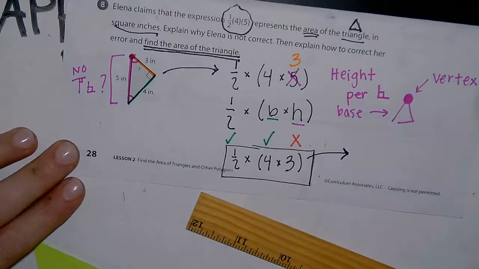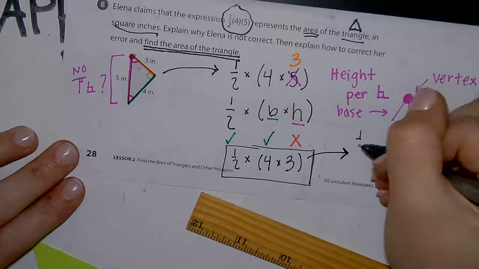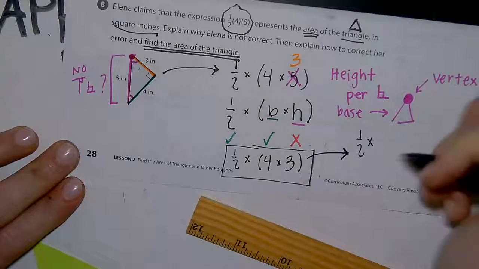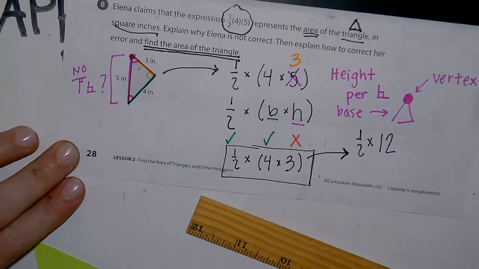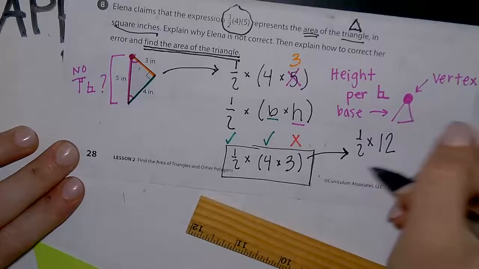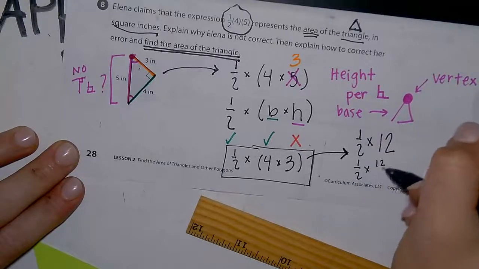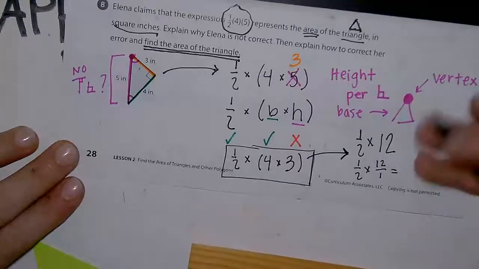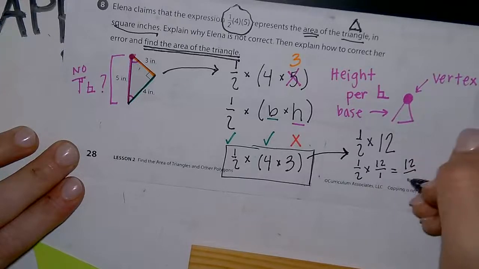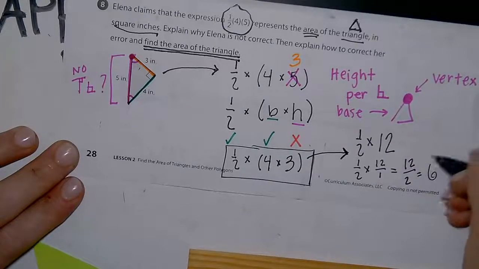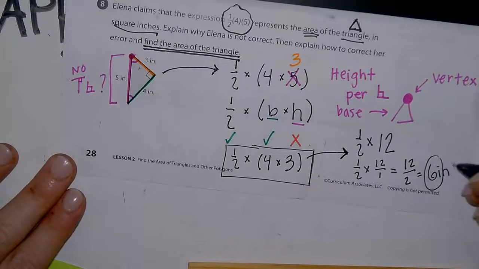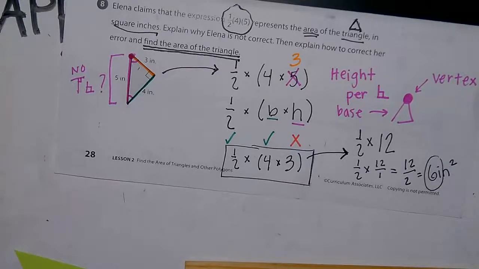So let's solve. 1/2 times 4 times 3. We always start inside our parentheses because of PEMDAS. 4 times 3 is 12. How do I multiply a fraction by a whole number? I add a 1 underneath. I multiply across. 1 times 12 is 12. 2 times 1 is 2. 12 divided by 2 is 6. Your answer here would be 6 inches squared. Don't forget your units.